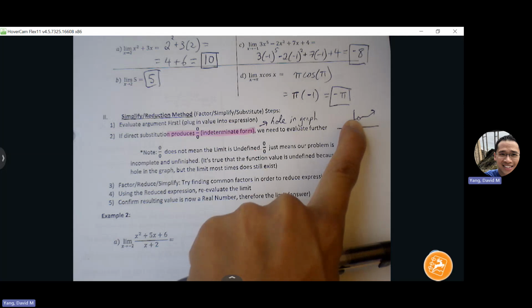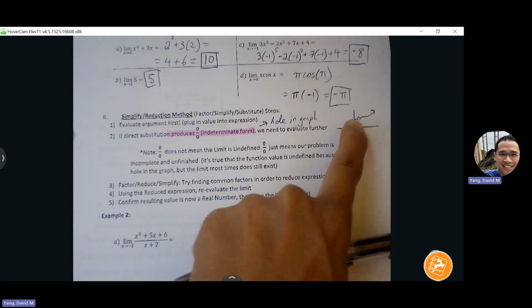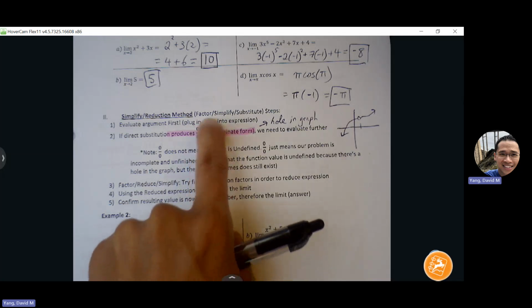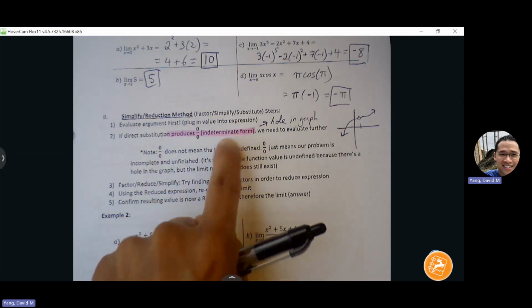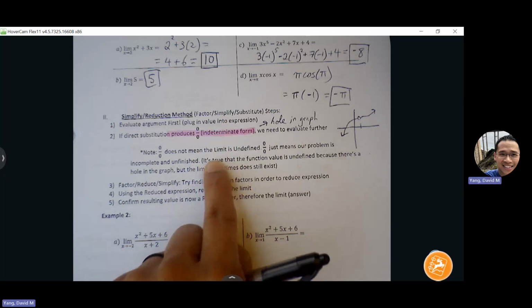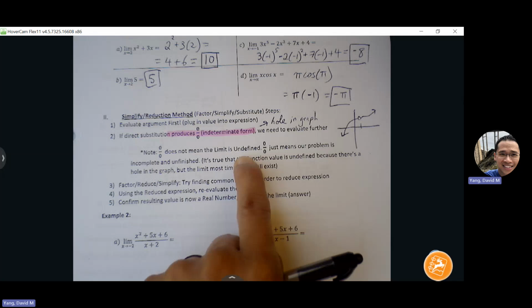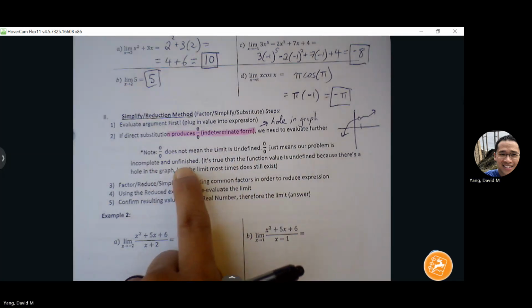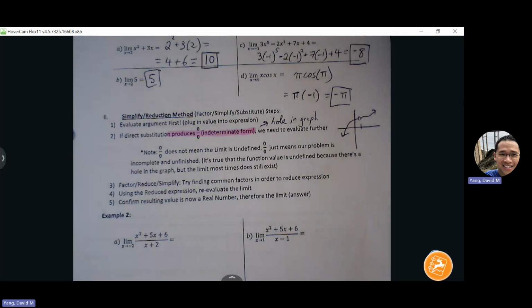We're going to find the limit, which we haven't found yet. The limit is waiting for us at the end of the problem. We don't want to stop the problem and say that the limit does not exist. We know we have to do a little bit more work because the expression is not showing us what the limit is. So 0 over 0 does not mean that the limit is undefined. 0 over 0 means our problem is incomplete and unfinished. It's true that the function value is undefined because there's a hole in the graph, but the limit most times will still exist. Well, for our purposes, if we ever see 0 over 0, our limit will exist.